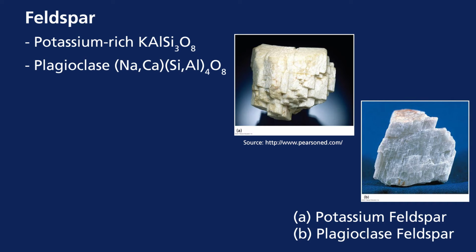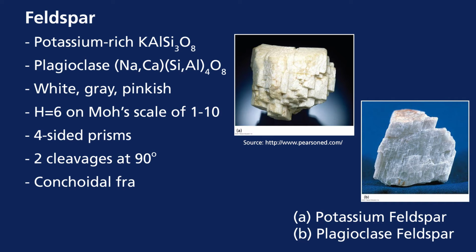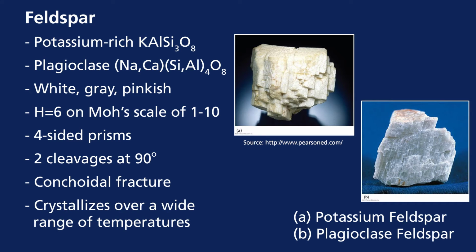Plagioclase can either have sodium or calcium, as well as the silicon. They are white, gray, pinkish. They are at a 6, which is an average hardness from 1 to 10 on the Mohs scale. They form 4-sided prisms at cleavages of 90 degrees and have, just like quartz, a conchoidal fracture. Lastly, they crystallize over a wide range of temperatures, but still at temperatures higher than what we normally have on Earth.